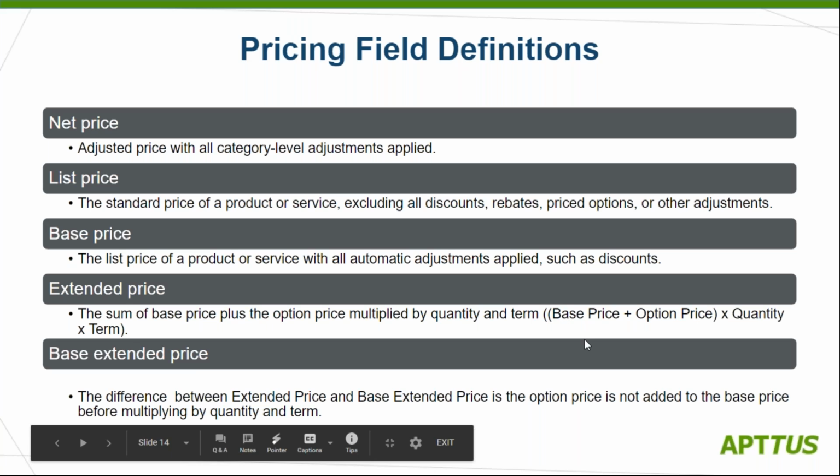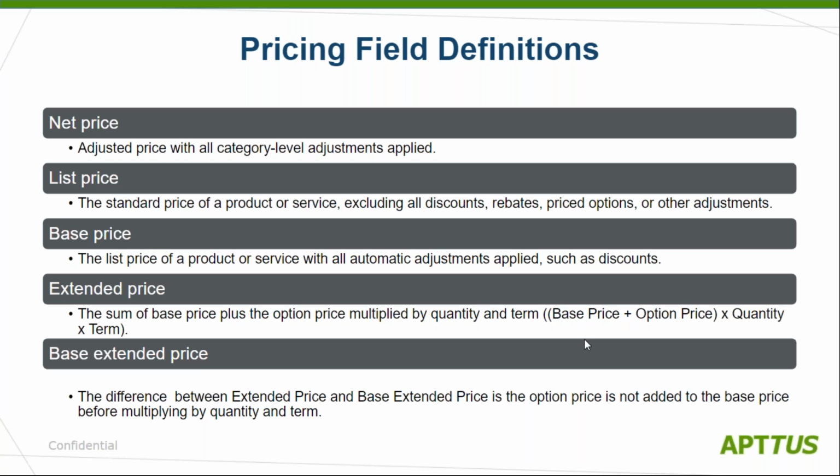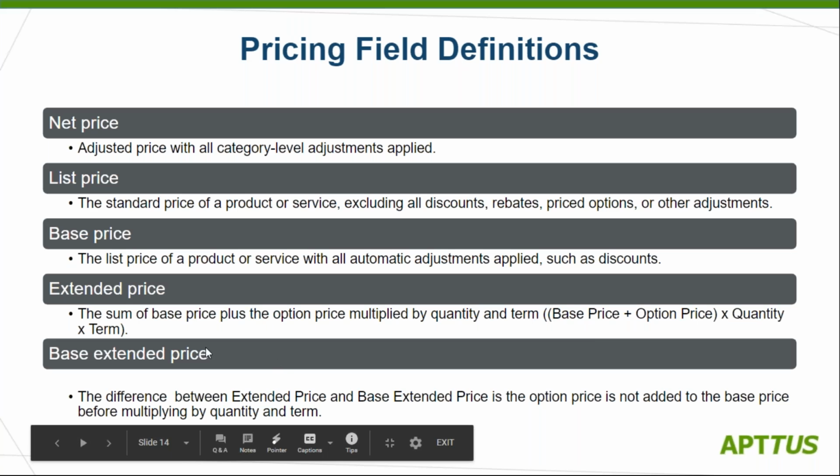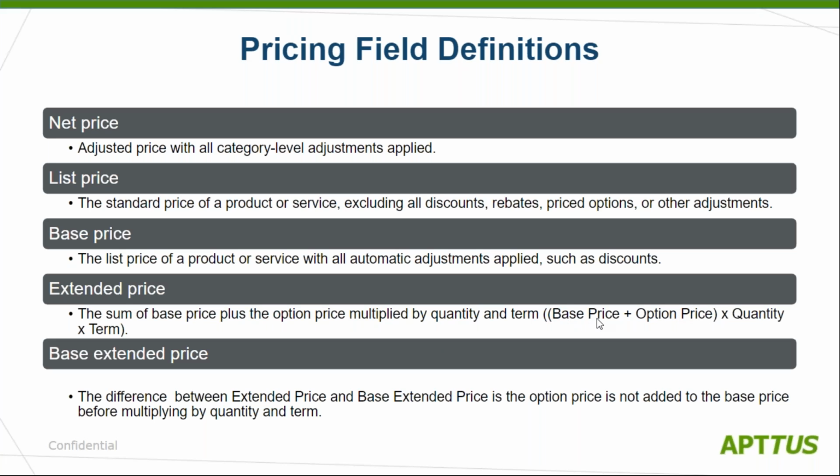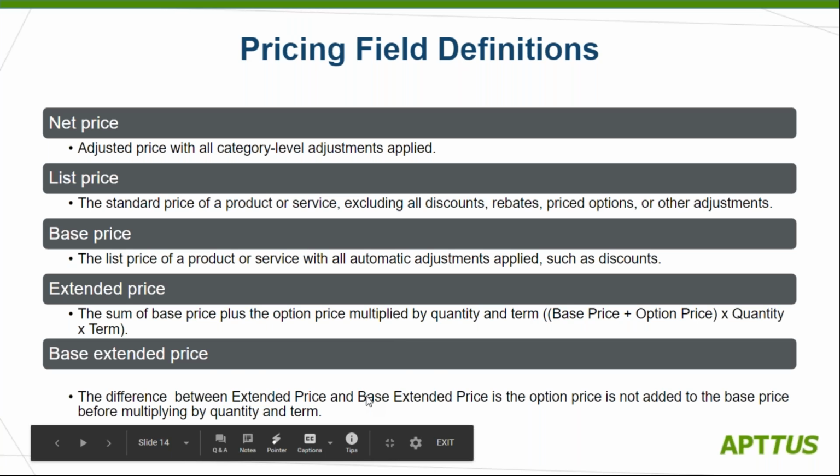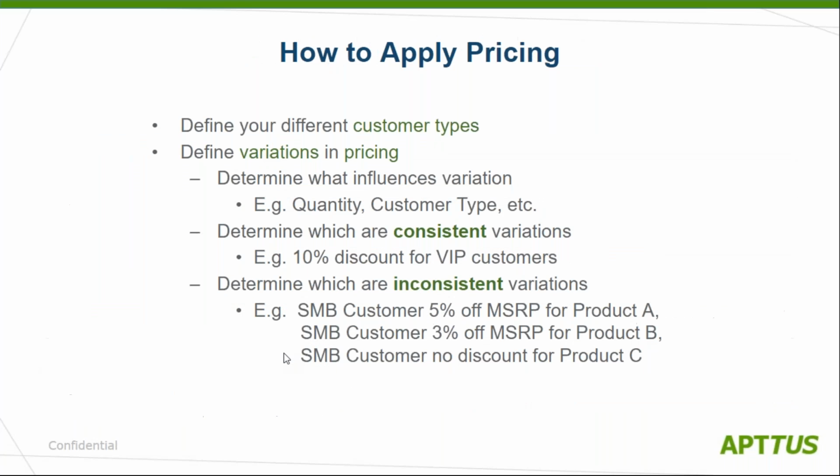Then for the base extended price, the difference between extended price and base extended price is the option price, which is not added to the base price. So the only difference is that the option price is not added, and the base price times quantity times term is the base extended price. So these are all the pricing field definitions.